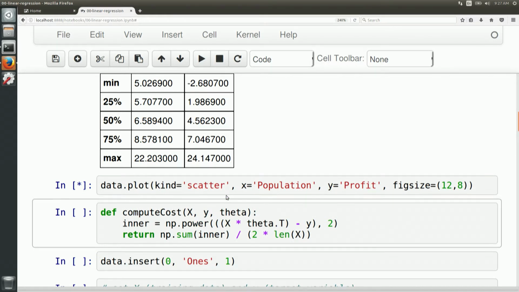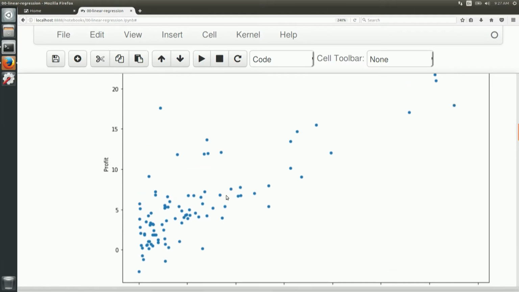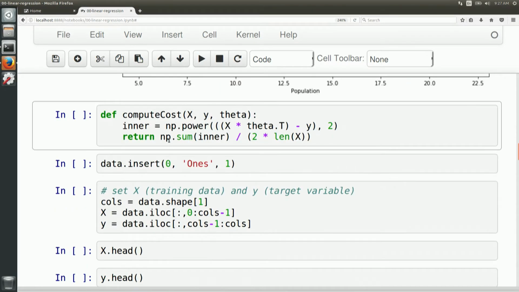So you want to plot this out, just do a data.plot. You can change the kind of plot you want and the axes. But this is what it looks like basically. So this is very basic.